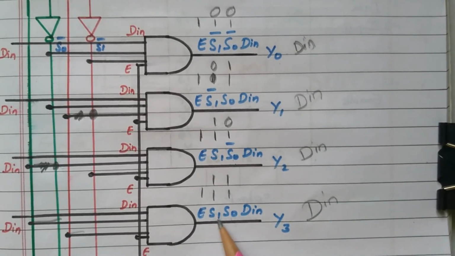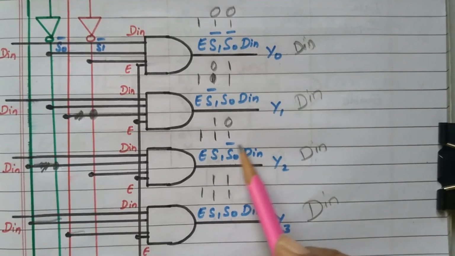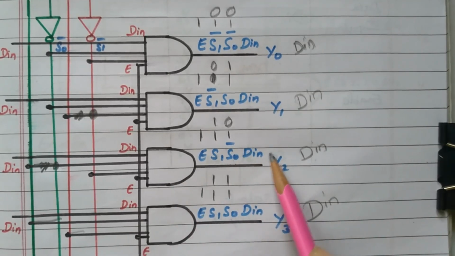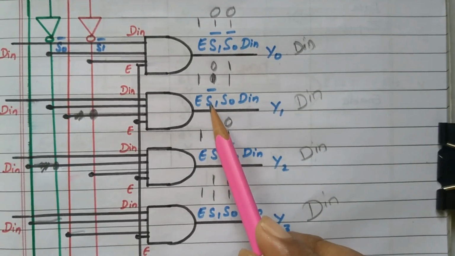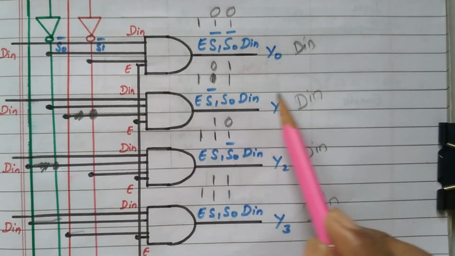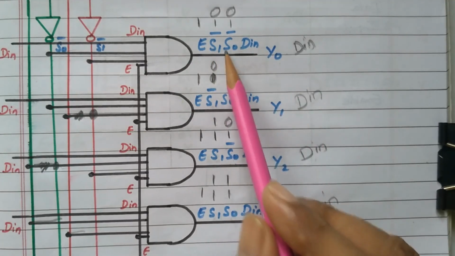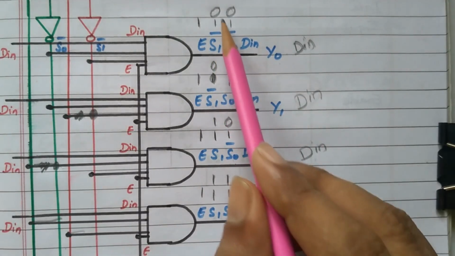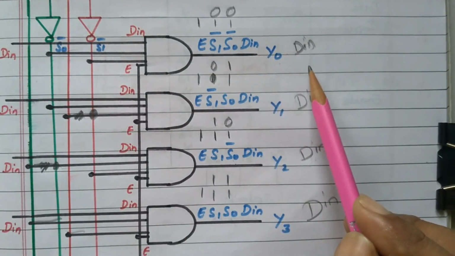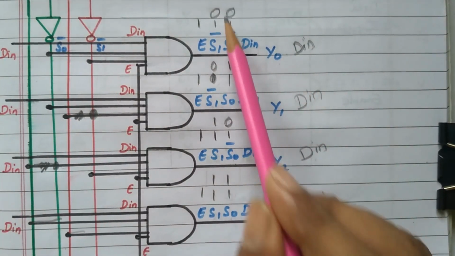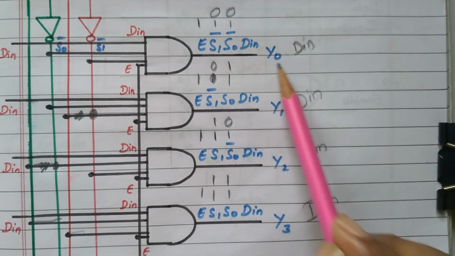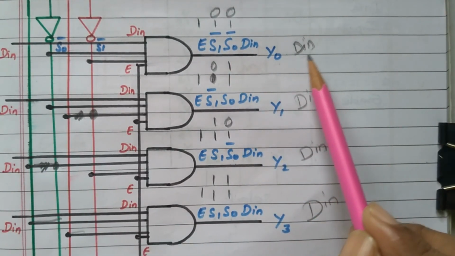Right. So in this case S0 is 1, so S0 dash will be 0. So the output of this AND gate is 0. Similarly here S1 is 1, S1 bar is 0, so this output also 0. Here both are 1 1, so while taking complement it becomes 0. Both outputs will be 0. Right. So for this combination only this AND gate will produce the D in.